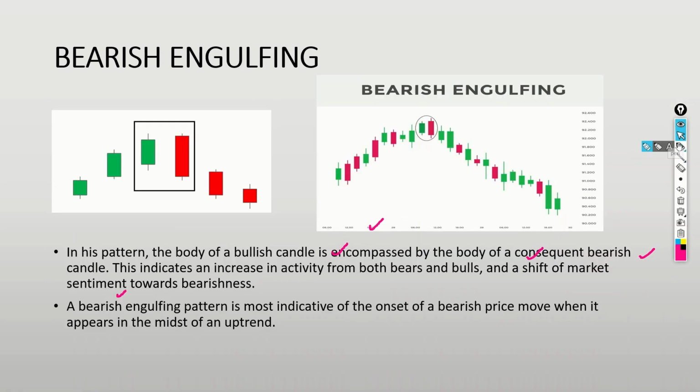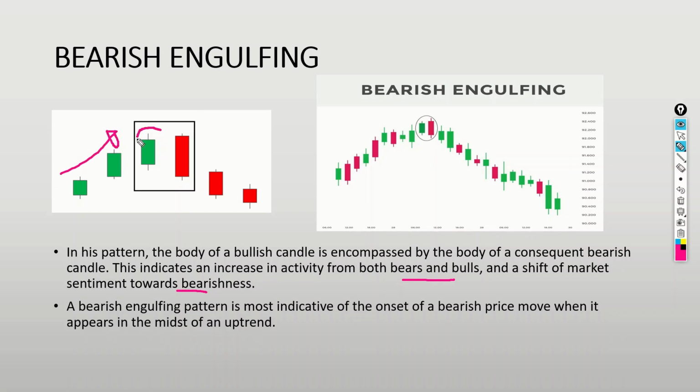So we're going to be looking at a bearish engulfing pattern. Of course, in this pattern, the body of the bullish candle is encompassed by the body of the consequent bearish candle. And this indicates an increase in activity from both bears and bulls and a shift in market sentiment towards bearishness. So we're seeing that the price is going high.